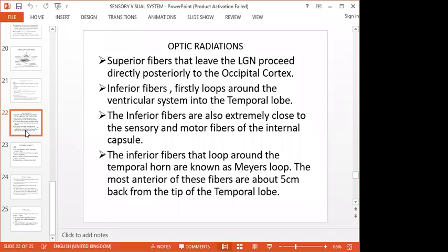Inferior fibers are also extremely close to the sensory and motor fibers of the internal capsule. The inferior fibers that loop around the temporal horn are known as Meyer's loop. The most anterior of these fibers are about 5 centimeters back from the tip of the temporal lobe. This is frontal, temporal, occipital. You have to have an idea. These are the various parts of the brain, in these lobes: frontal lobe, occipital lobe, temporal lobe.